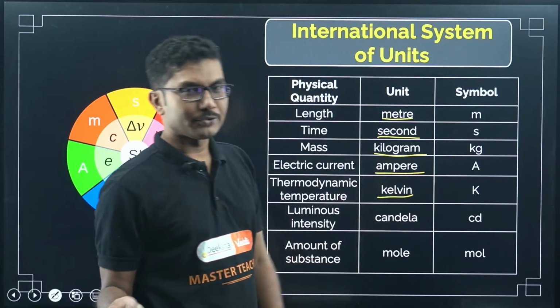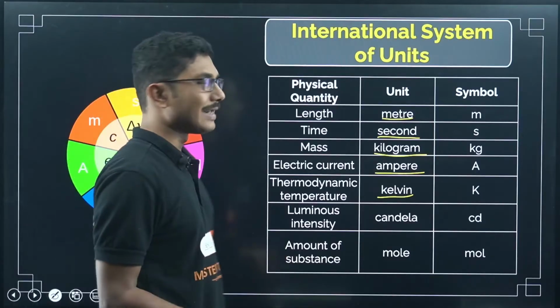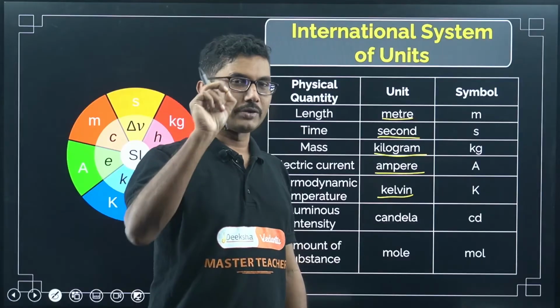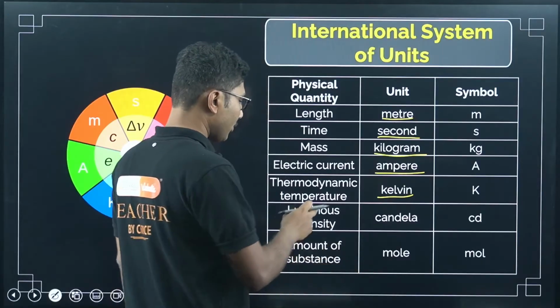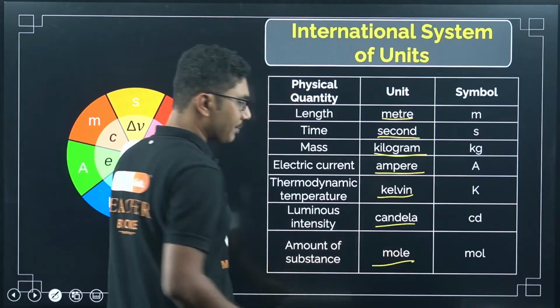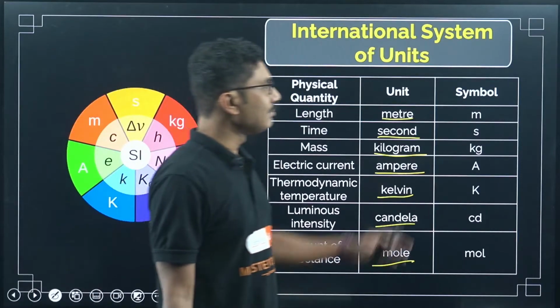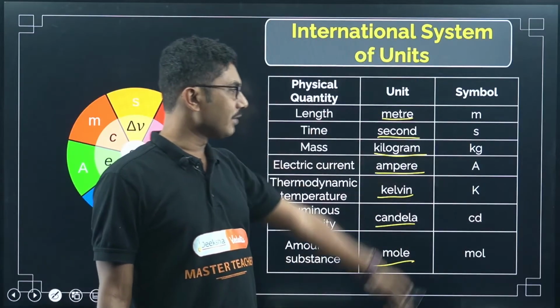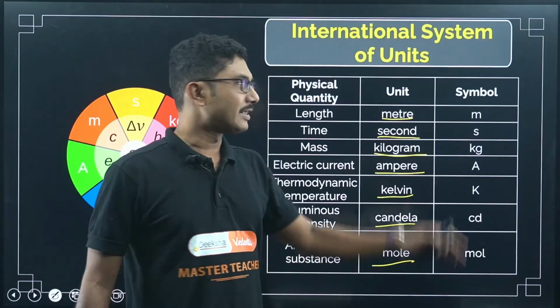Very important. Sometimes we casually say temperature, but thermodynamic temperature means the temperature of the object. Luminous intensity is candela, and amount of substance is represented by mole. Their symbols are as given here. I hope you are already familiar with the primary units and their symbols.